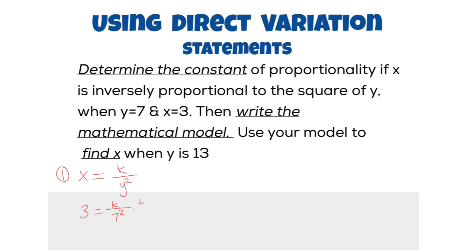All right, multiply both sides times 49, and I've got k equal to 147. All right, that's the answer to the first part. It says, then write the mathematical model.